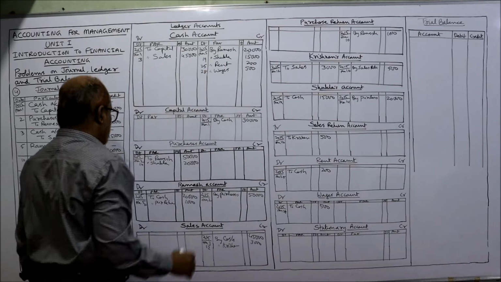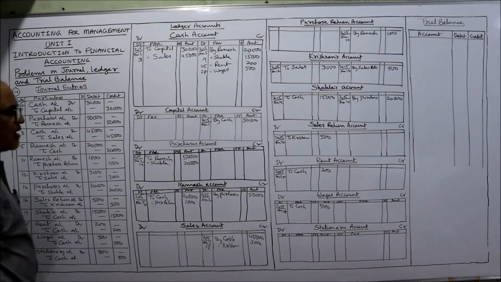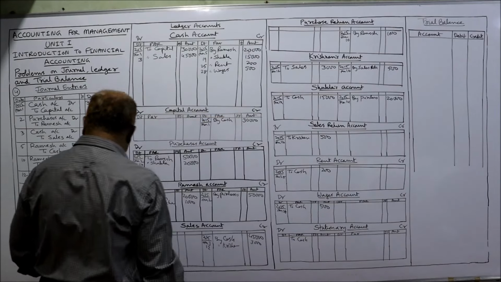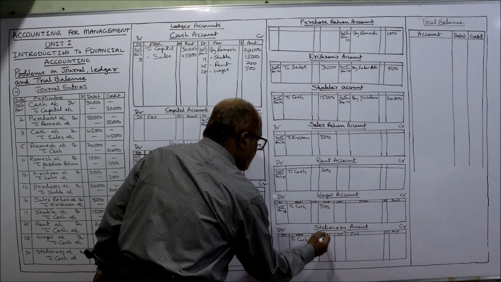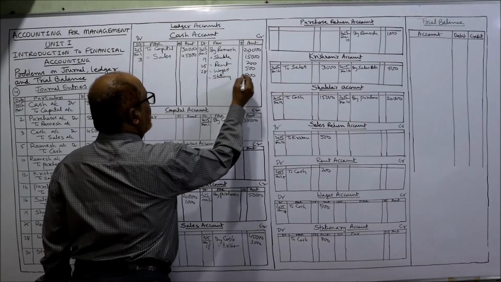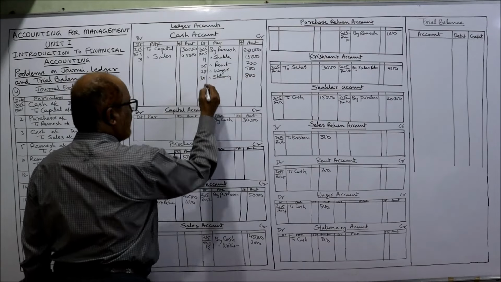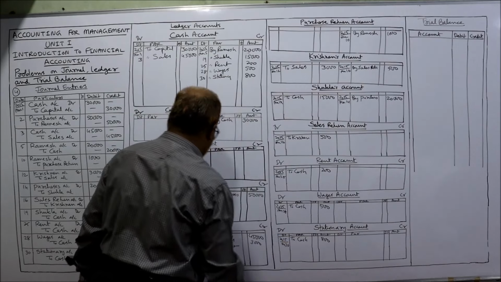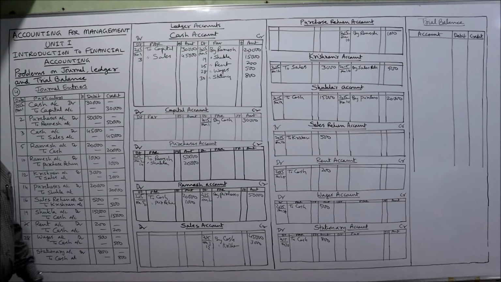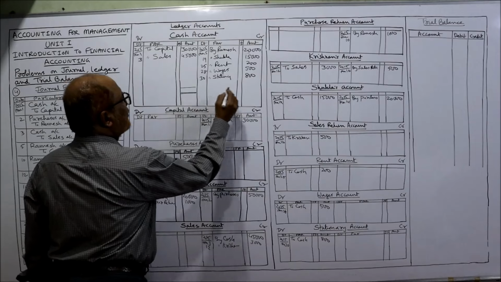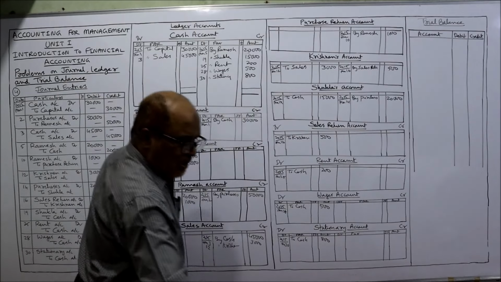Last transaction, stationery account debtor to cash. So stationery account debit side to cash 800, and cash account credit side by stationery 800. It is 30th, 2015 March 30th. All the transactions I have posted in the accounts. Now we have to find out the balances in every account. So first of all, I am beginning with cash.